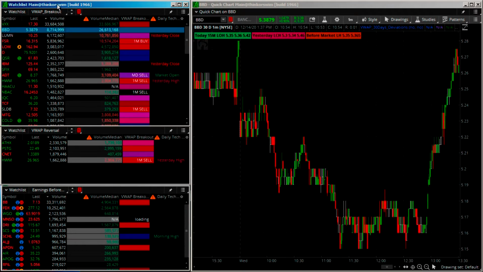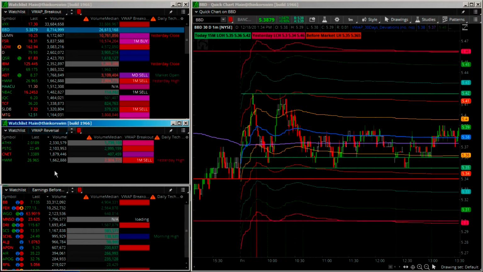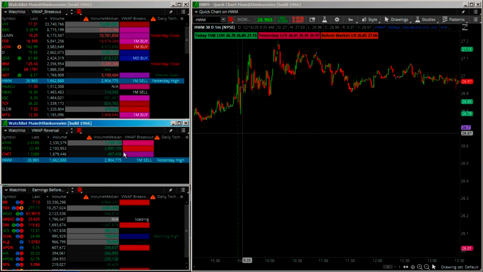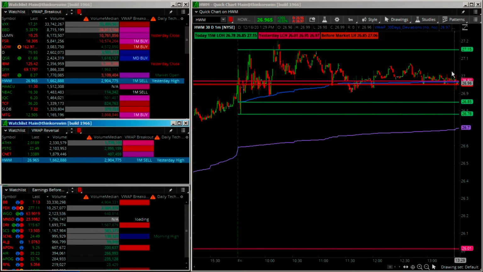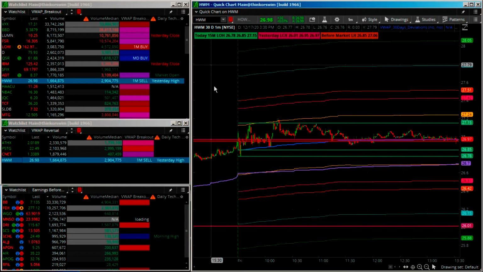The VWAP breakout also comes with the VWAP reversal, which gives you the VWAP crossings for all the stocks that have been under or over VWAP for 80% of the duration. So HWM right now is being tagged, so we're at VWAP, as we can see over here, and it's been mostly above VWAP all day.